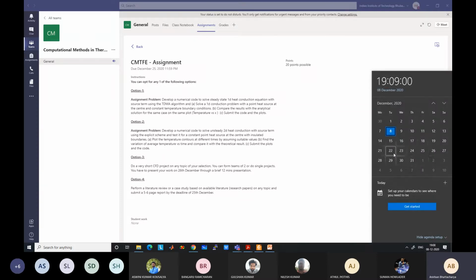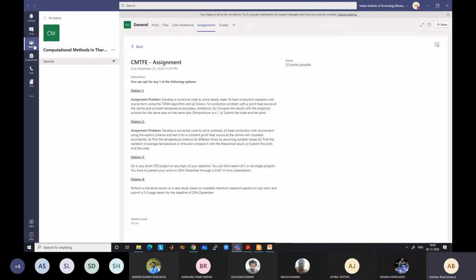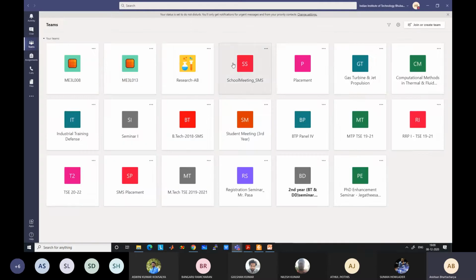So 25th of December means you will get a few days after the exam finishes. By night of 25th of December, because on 27th I have to grade. Those who are presenting, those who are doing projects, they may present on 25th night or 26th night. Most probably on 26th night we will fix the date, or 26th evening or afternoon, morning, whatever is suitable. Okay, accordingly.